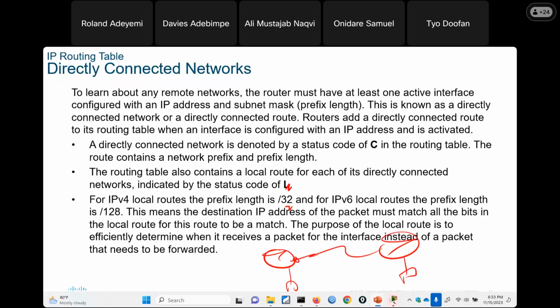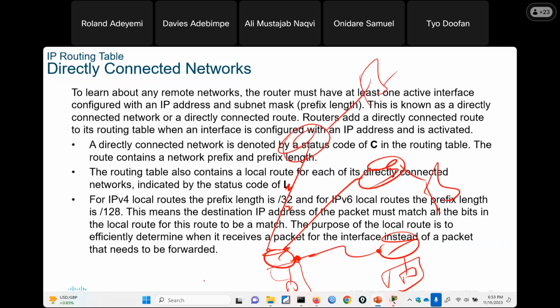Supposing this interface is down now, it will not have any connection or communication with the other router. So you can't know about any other remote network. And if this interface is down, we can't learn about this network. So we must first of all have directly connected interfaces or networks in the routing table. You will always have C in the routing table before you have other things like your static route or dynamic route. You must always have C. That is very important. And you can have more than one because it's possible for me to be connected to another router through another interface, going to another destination.